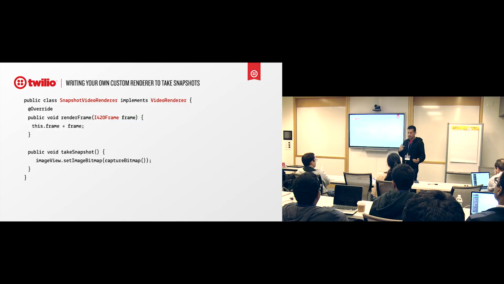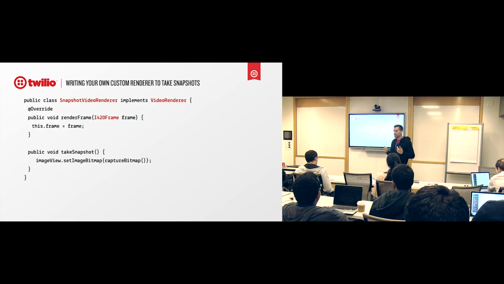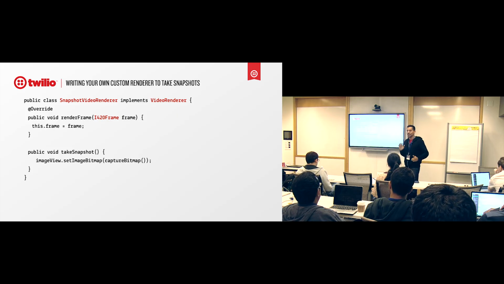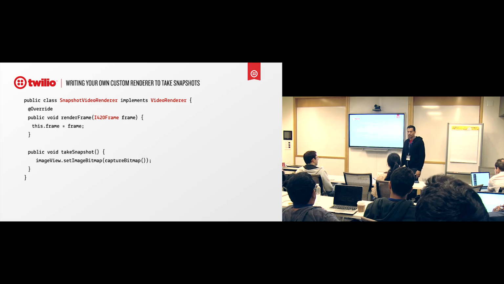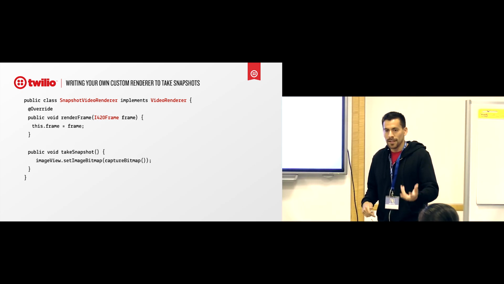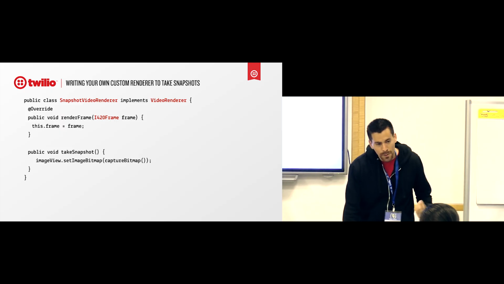As I mentioned, I called it the snapshot video renderer, even though it's not really rendering anything. It's just periodically taking a frame. I've left out a lot of nuances, like if you keep references to frames, you're not necessarily freeing the memory, so there are a lot of things you have to keep track of. But the general idea is that you'll get frames, and if I hit this button, I'll call take snapshot. It'll take whatever frame is available at the time and put it into this image view.